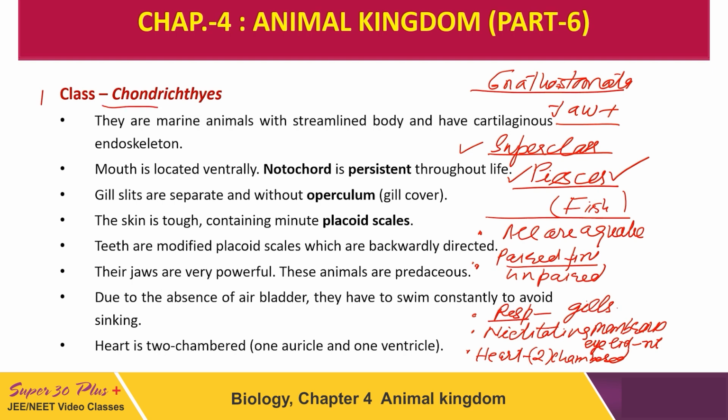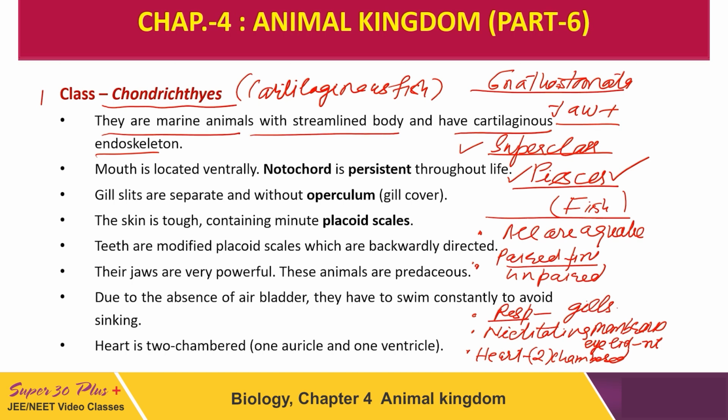The one class is Chondrichthyes, known as cartilaginous fish. The endoskeleton is made up of cartilage. These are marine with a streamlined body. Very important one: the mouth is located ventral. If this is a shark, you see the mouth is located here on the ventral side.